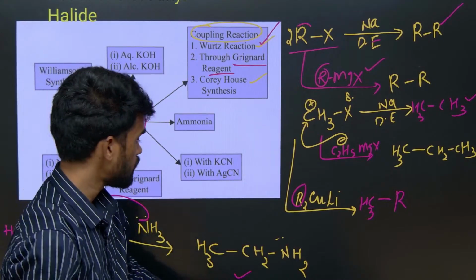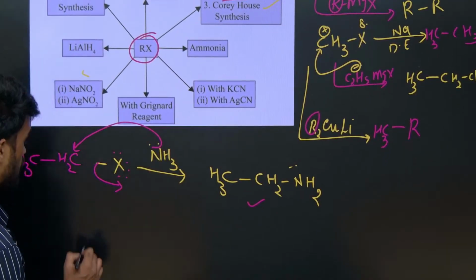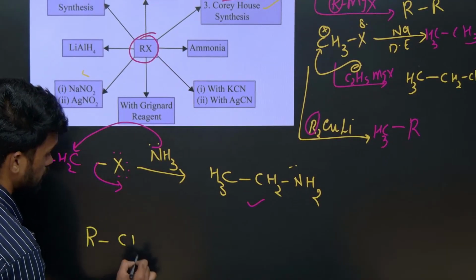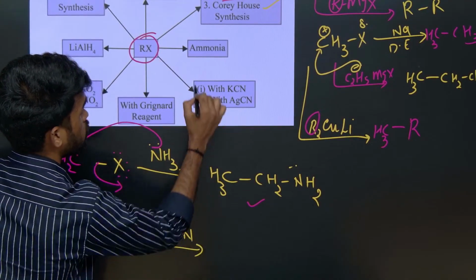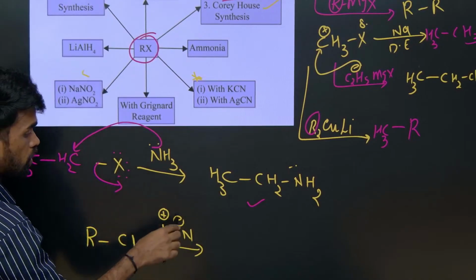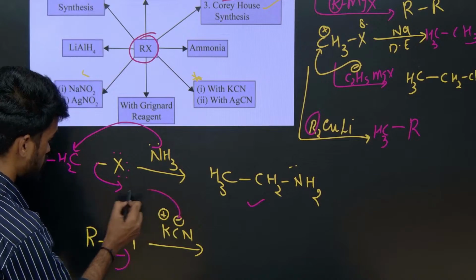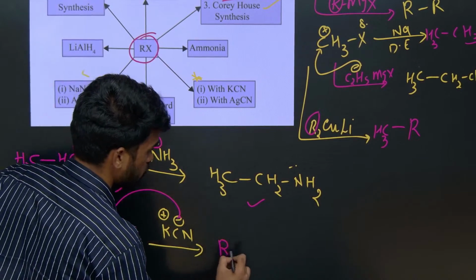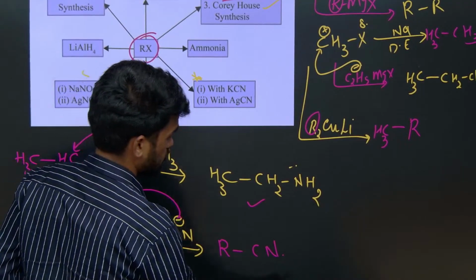Next, alkyl halides when reacted with KCN, yes, this is also important. KCN is K plus CN minus, so this is an ionic compound. Whenever chlorine goes out, the cyanide attacks here and forms RCN, so we can say alkyl nitriles.